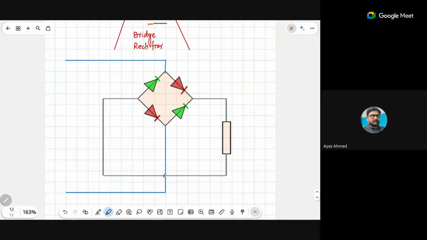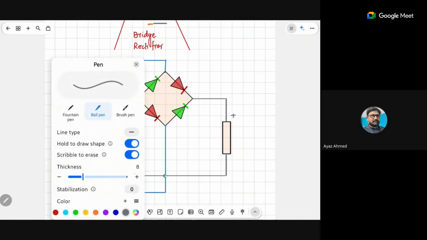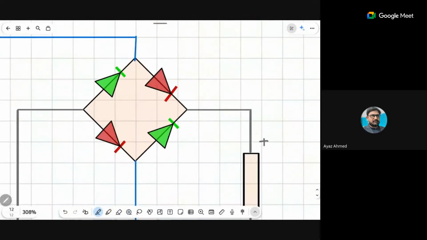So beta ji, this is the game of this topic. Here, this is your load resistor, and I need the positive terminal of the load resistor here. In your exam, you are given that this is the positive terminal, and according to this positive terminal, you are supposed to draw the diodes. For example, here I have four diodes. This is diode D1, this diode is your D2, this diode is your D3, and this diode is your D4.